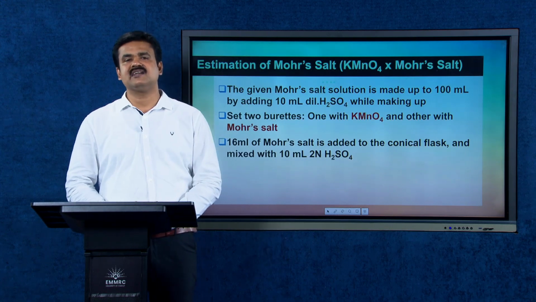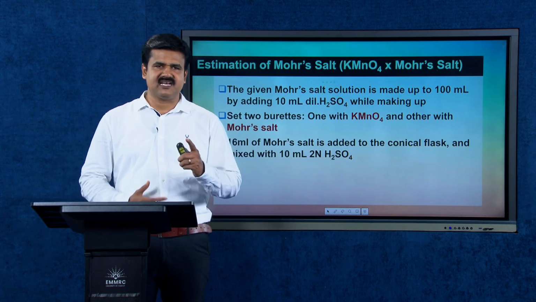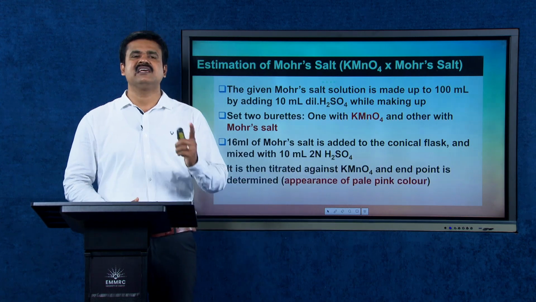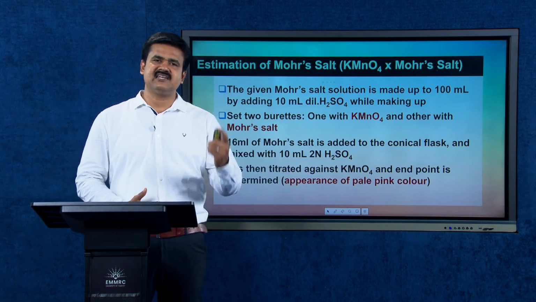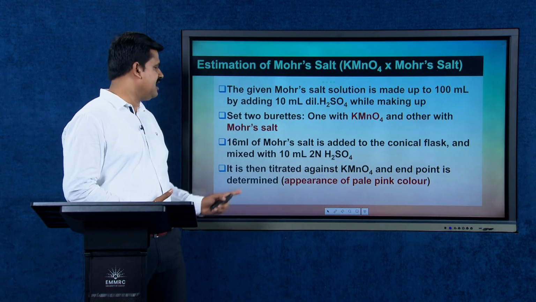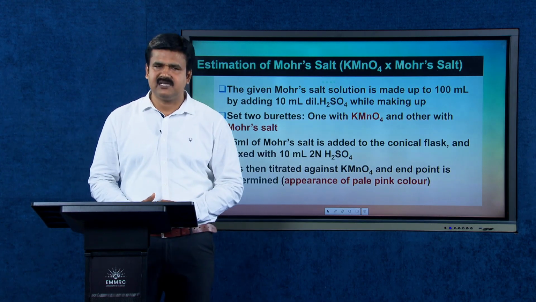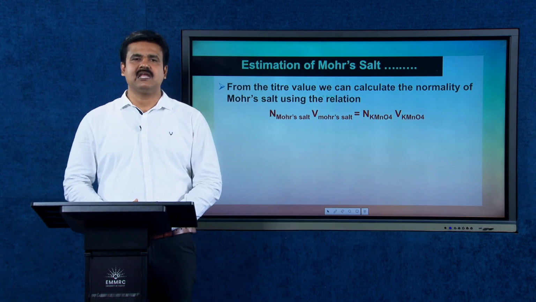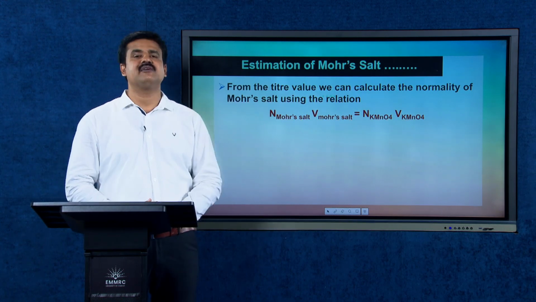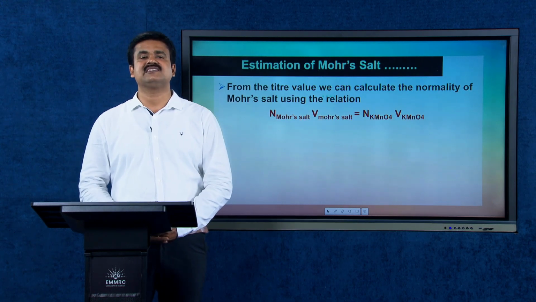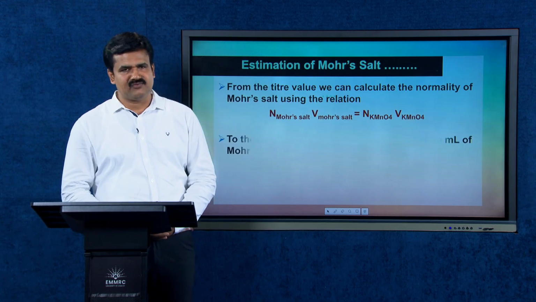16 ml of Mohr salt is added to the conical flask and mixed with 10 ml of 1 normal sulfuric acid solution. Here no heating is required. It is then titrated against KMnO4 and the end point is determined. From the titer values, we can calculate the normality of the given Mohr salt solution using the relation N Mohr salt into V Mohr salt is equal to N KMnO4 into V KMnO4.